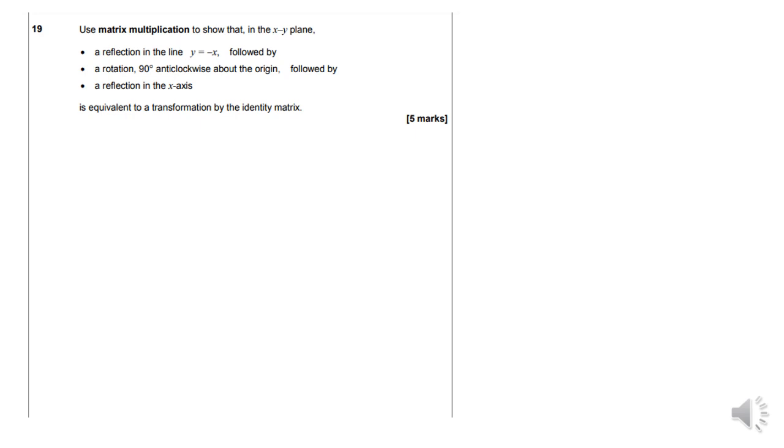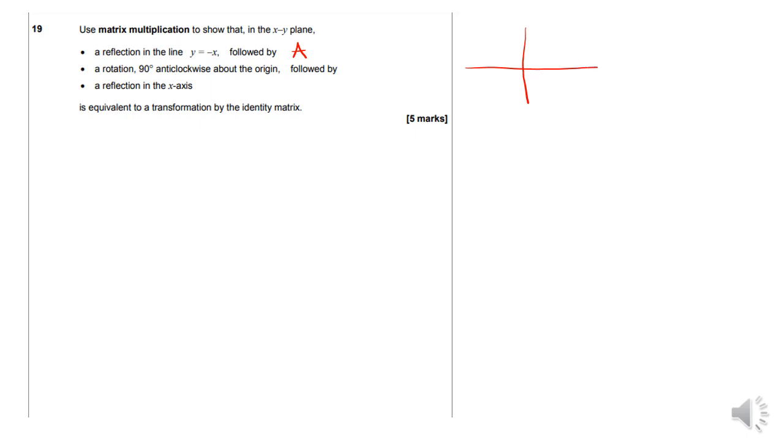So first off, we want to do matrix multiplication to show that in the xy plane, a reflection in the line y equals negative x, followed by... I'm going to deal with each of these transformations one by one actually, and I'm going to express them as matrices. So I'm going to call this first one A. And I just want to quickly think about what that looks like.